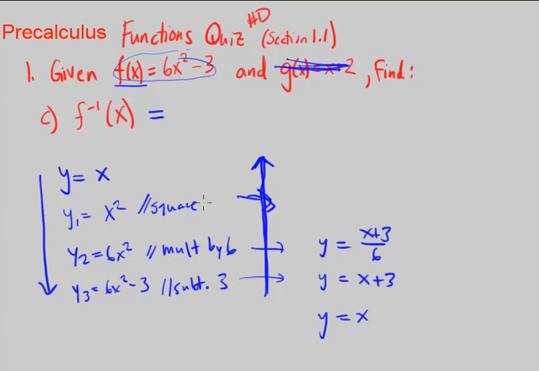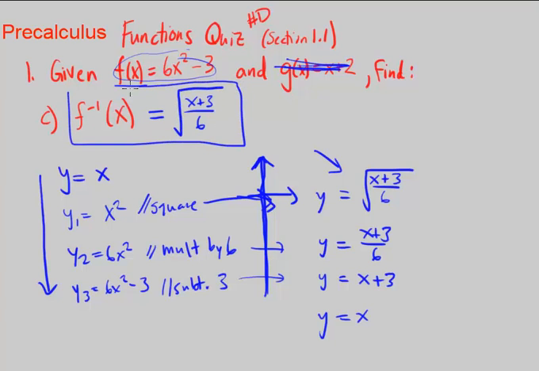What's the opposite of squared? We know it's square root, so we look at what's before it and take the square root of that. So it's x plus 3 divided by 6, square root. Make sure the square root encloses the entire expression. It's not just over the x, it's not just over the numerator, it's over the entire expression. So this right here is our inverse function. Remember, it's x plus 3 divided by 6, and then take the square root of that. This is the answer for part C. This ends number 1 on the precalculus functions quiz.